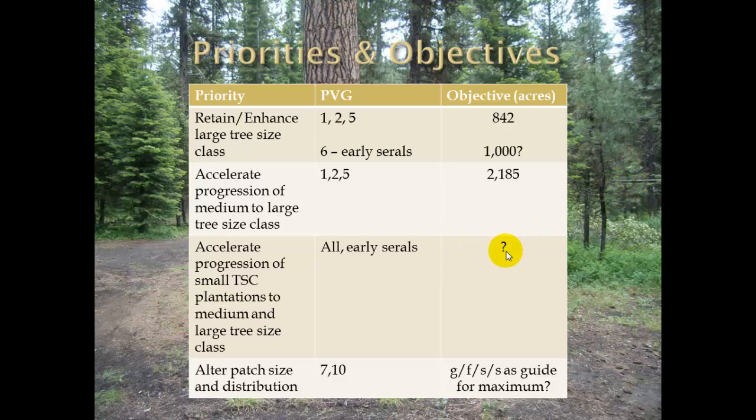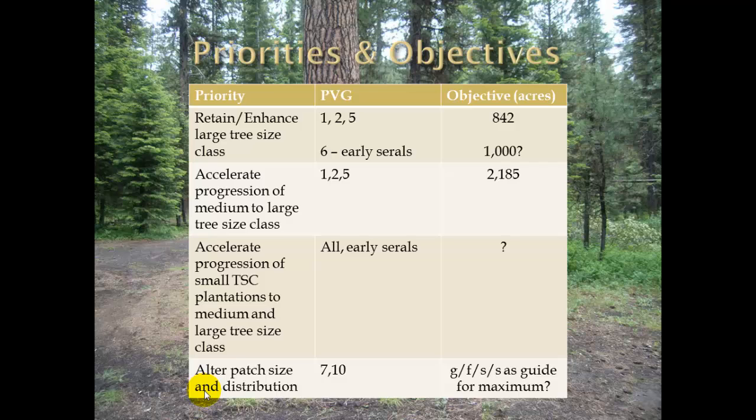Now, I don't know what the appropriate acres are here, because when you look at particularly PVGs 6, 7, and 10, there's not only a shortfall in the small tree size class, but also in the saplings. So I think there's some discussion that needs to continue on that topic to determine what an appropriate objective is for that type of treatment.